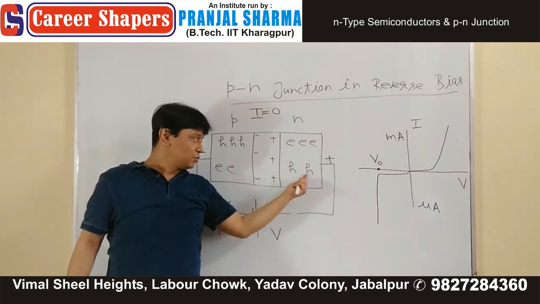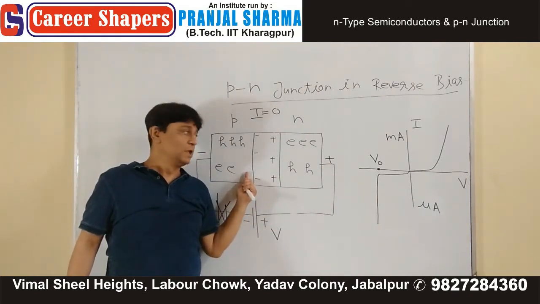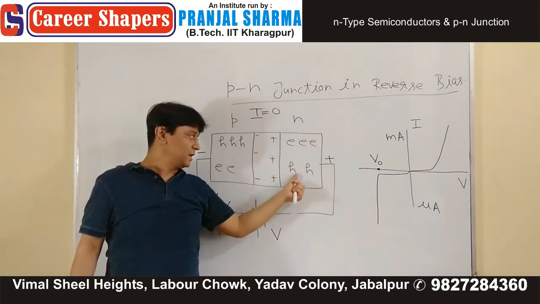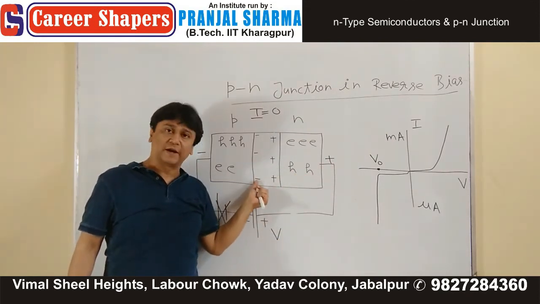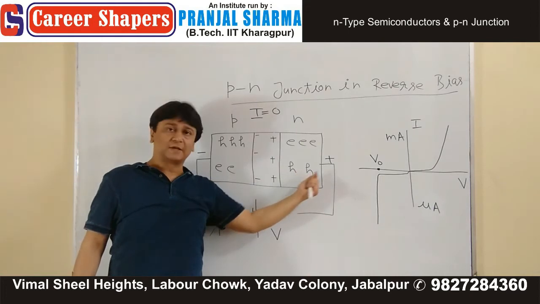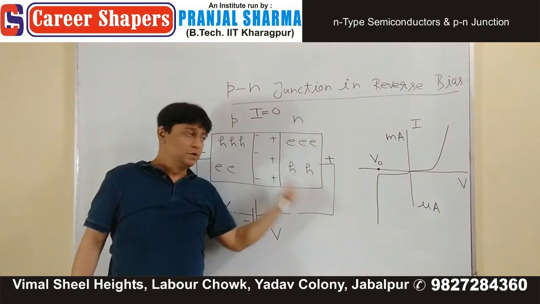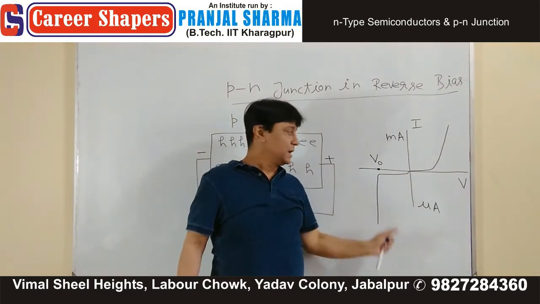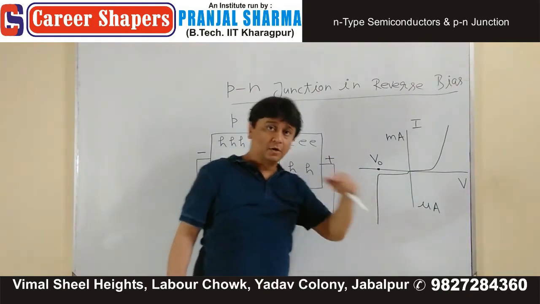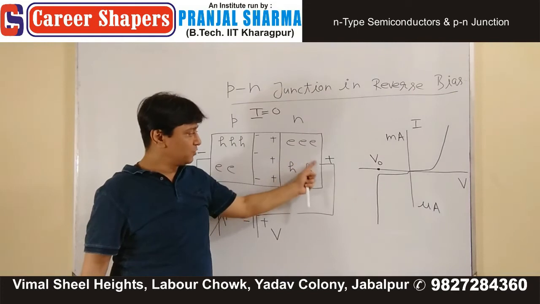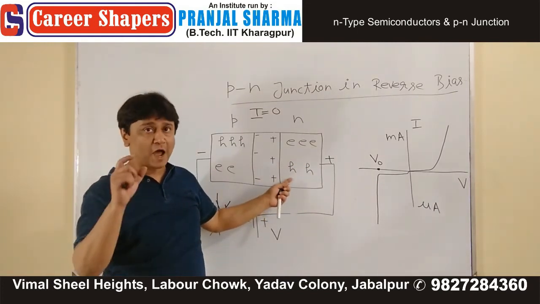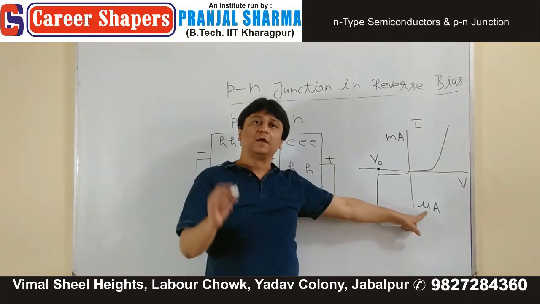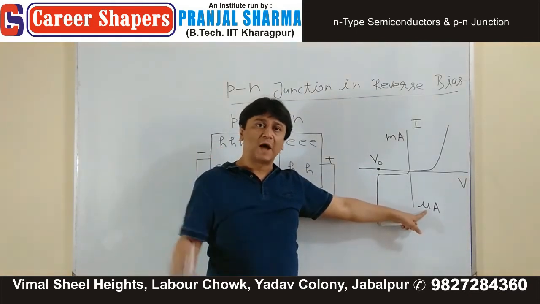They are trying to diffuse from this side to this side. The hole is being attracted by the negative side and gets an additional push. So this current is small because we are dealing with basically what? Minority charge carriers, and therefore current is in micro, 10 to the power minus 6 region.